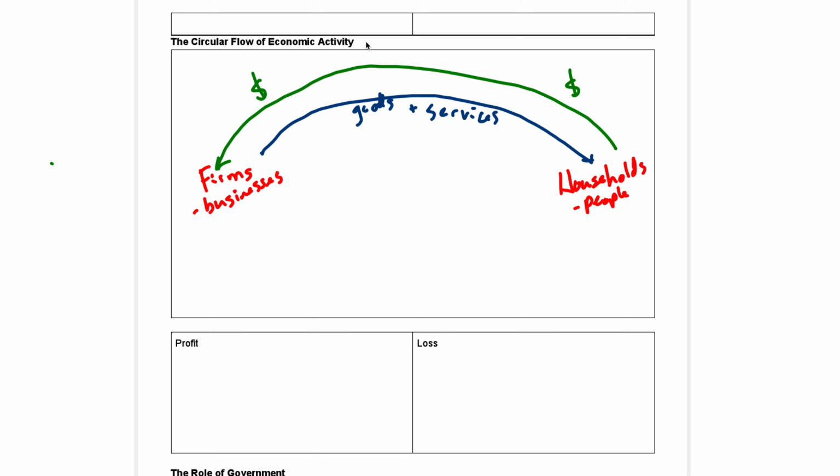And this is what's called the product market. We engage in this all the time. Anytime you've ever bought something from the store, you were part of the product market.